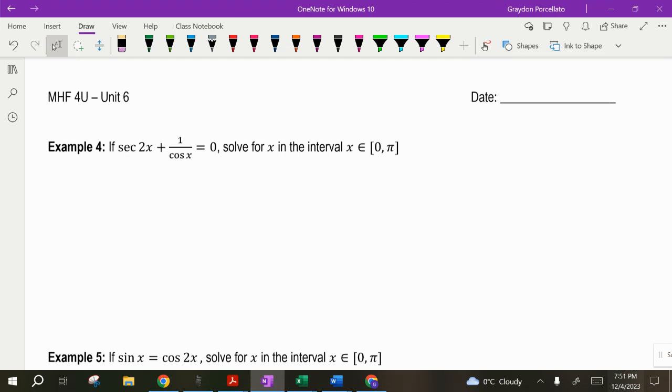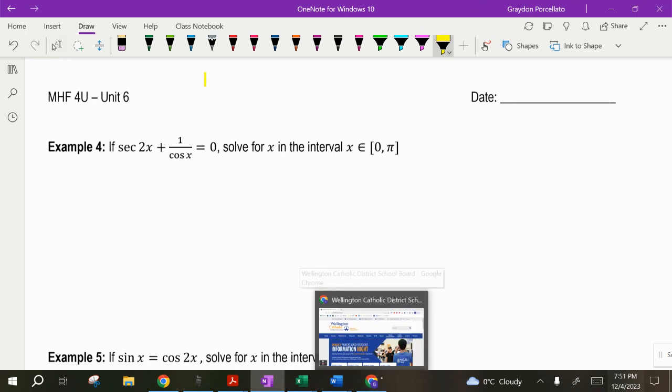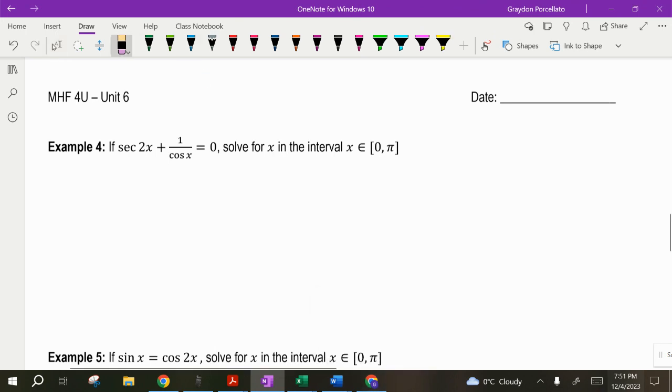Okay? So let's go with this one here. This one is a little different because we don't actually have a quadratic here. So this is a bit problematic, right? What we're going to do here is we like working with coses and sines, so I'm going to make everything here cos. So I'm going to make this 1 over cos 2x, plus 1 over cos x, and that's equal to 0.